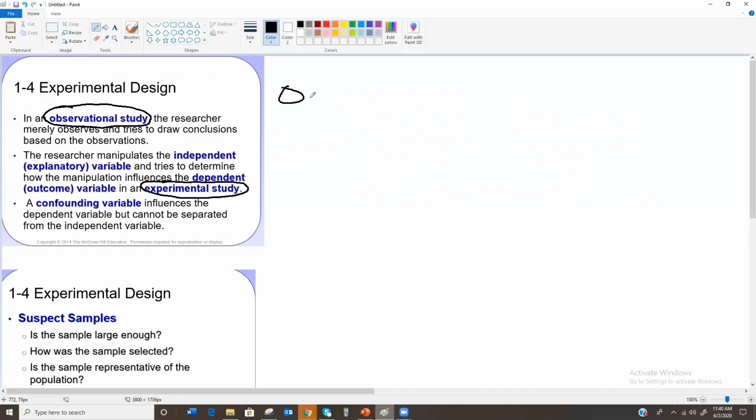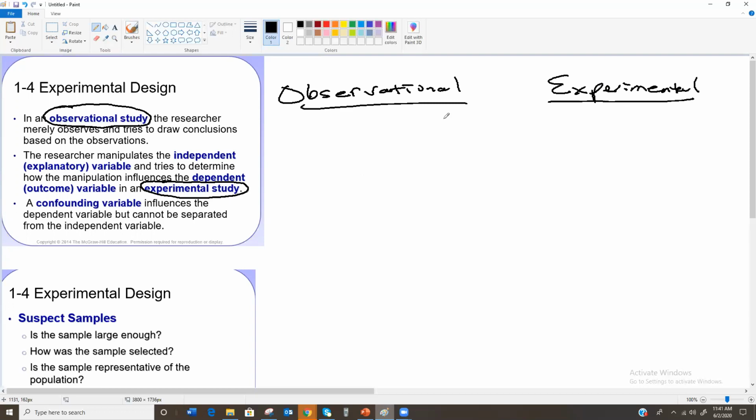So there's observational studies and there's experimental studies. Those are the two main types of studies, observational or experimental. In observational studies, the researcher just observes and tries to draw conclusions. In an experiment, they manipulate. Okay.